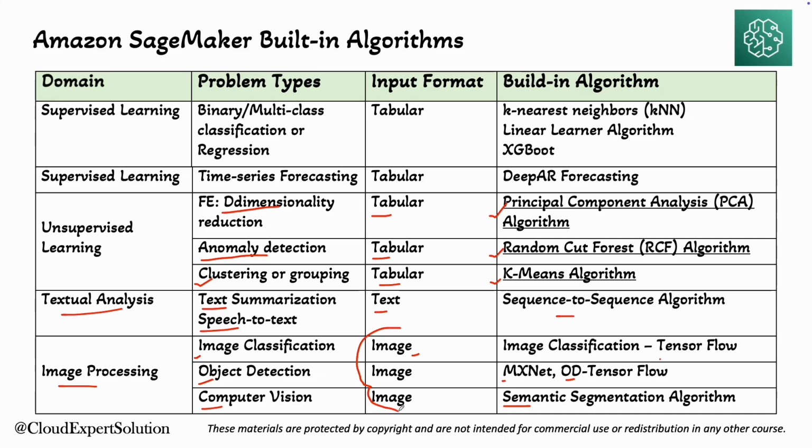These are not the only built-in algorithms in SageMaker, but for AI practitioner, these are the key ones to remember. There are some question sets in the exam which include 1 or 2 questions from this algorithm grid. If you remember this grid, you can easily answer 1 to 2 questions related to Amazon SageMaker.